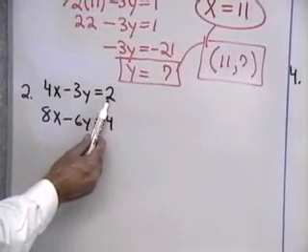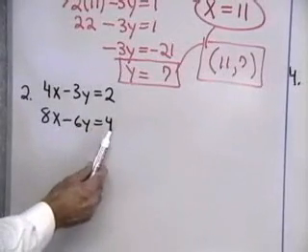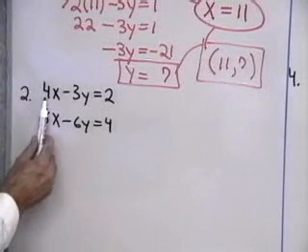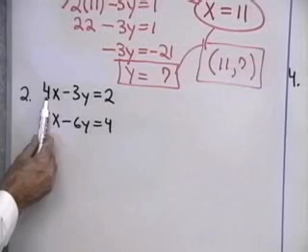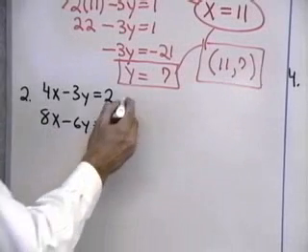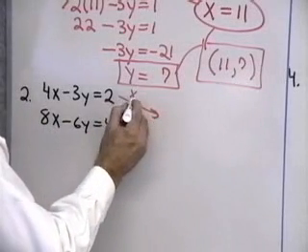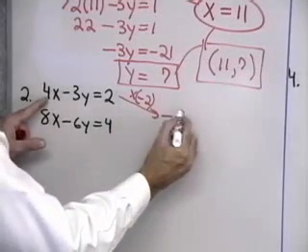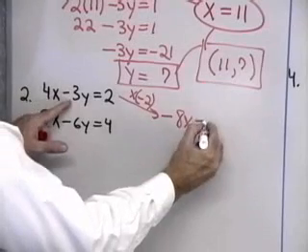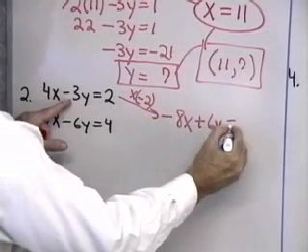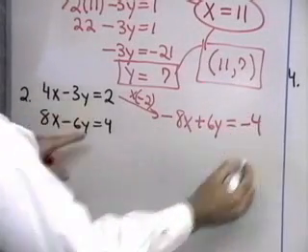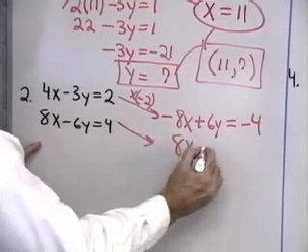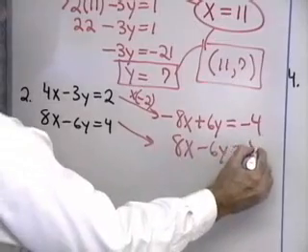4x minus 3y is equal to 2. 8x minus 6y is equal to 4. Let's eliminate x from this system, and I can do that very simply by multiplying this top equation by negative 2 and adding it to the bottom equation. So this I'll multiply by negative 2. So I have negative 8x plus 6y equals negative 4. The bottom equation, I'll just have no change in it. So it's 8x minus 6y is equal to 4.